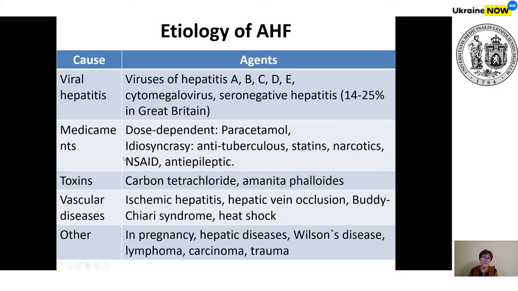Many medicaments. In the first place, it's paracetamol poisoning, and this drug can cause dose-dependent toxicity for the liver. Other drugs can provoke idiosyncrasy. These drugs are anti-tuberculosis drugs, statins, narcotics, NSAIDs, and anti-epileptics. Toxins: carbon tetrachloride and Amanita phalloides. Many vascular diseases, such as ischemic hepatitis, hepatic vein occlusion, Budd-Chiari syndrome, and heat shock, and many others.